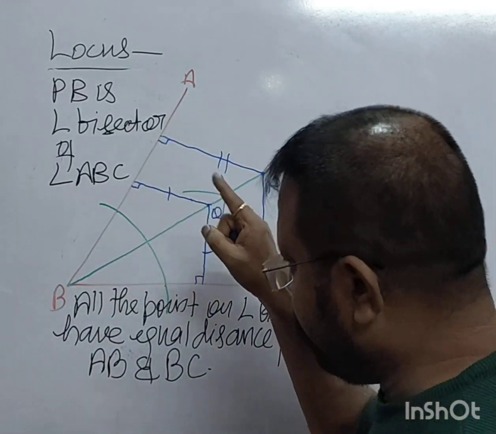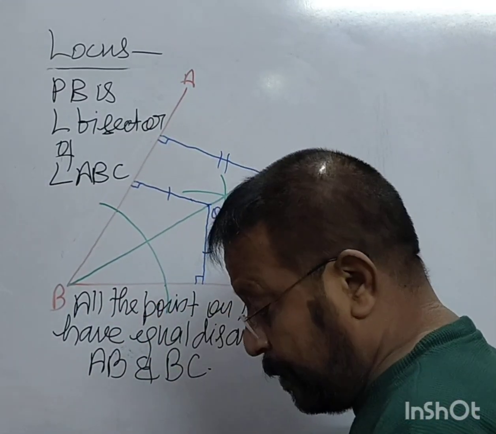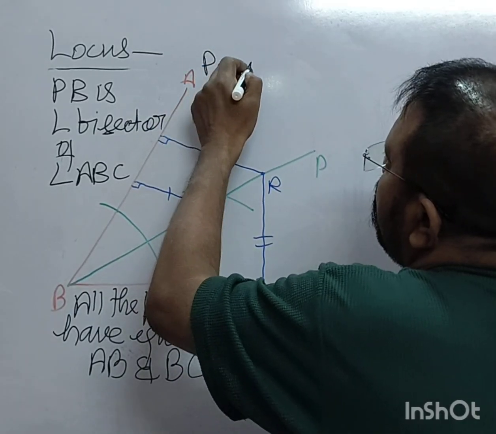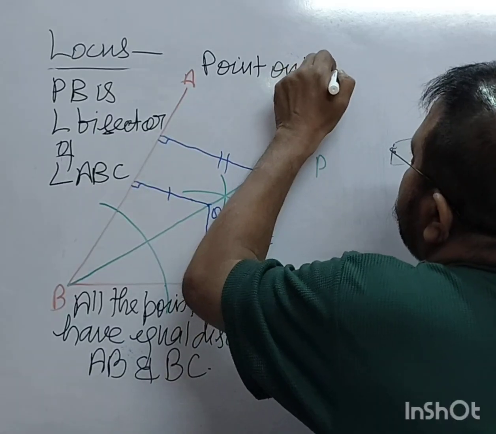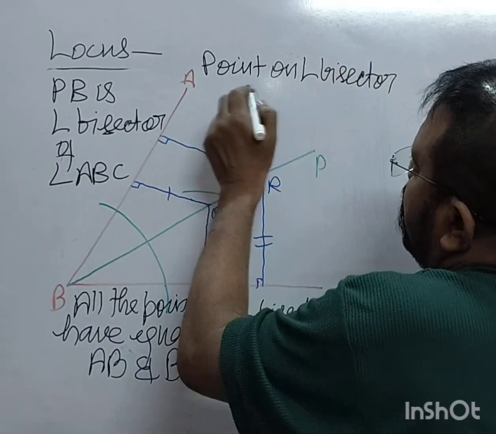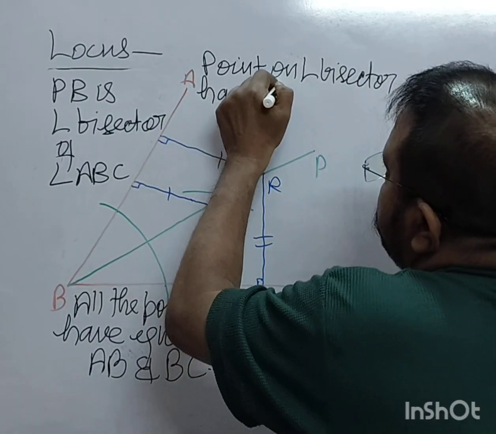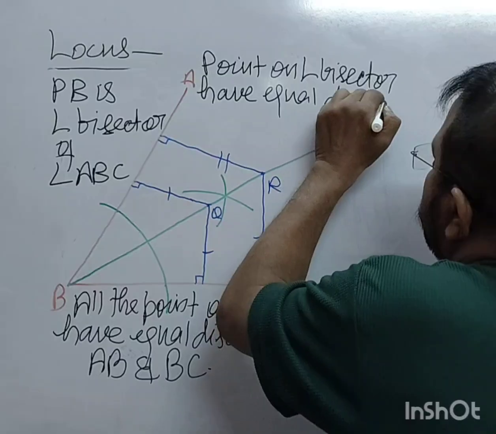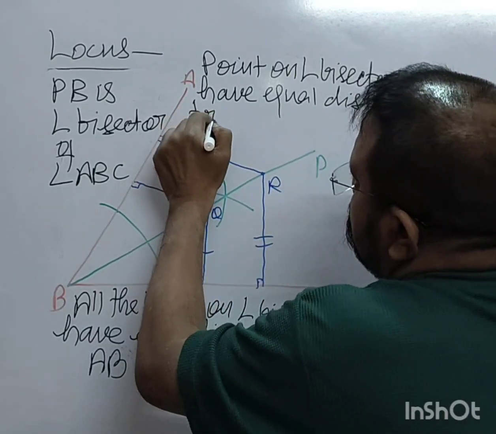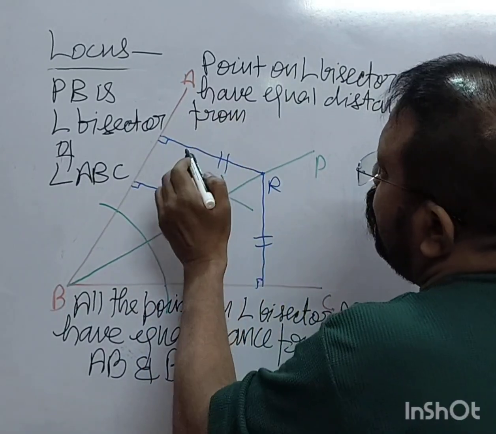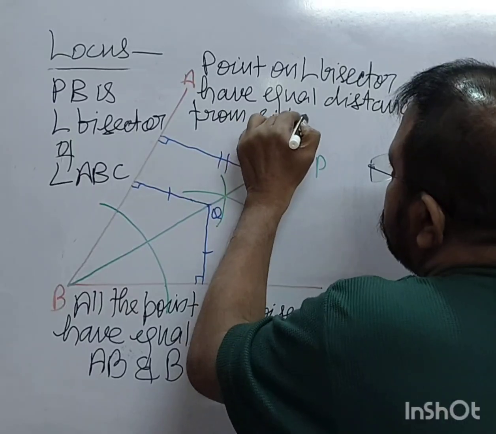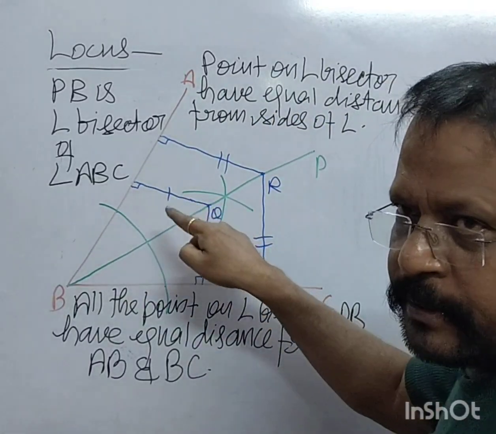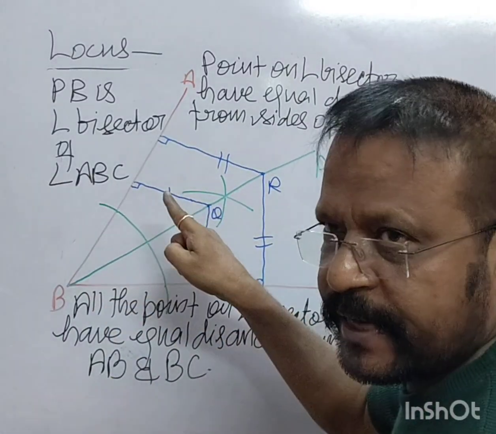This is the angle bisector. Points on the angle bisector have equal distance from the sides of the angle. Points on the angle bisector have equal distance from the sides of the angle. This is the angle and these are the sides, right?